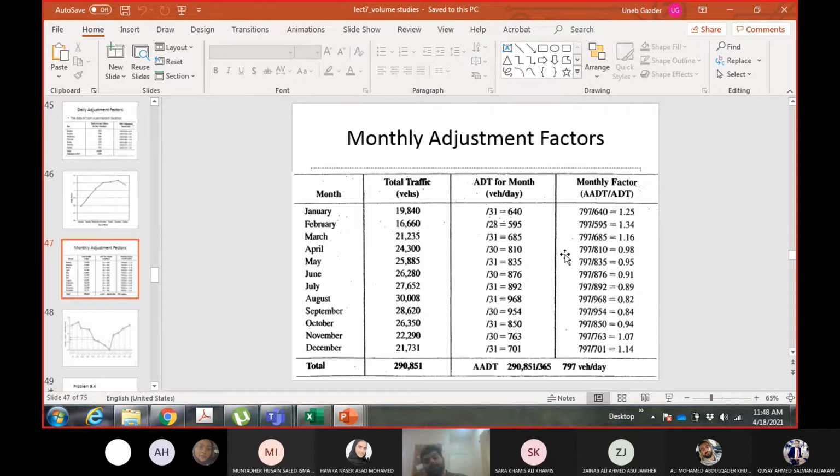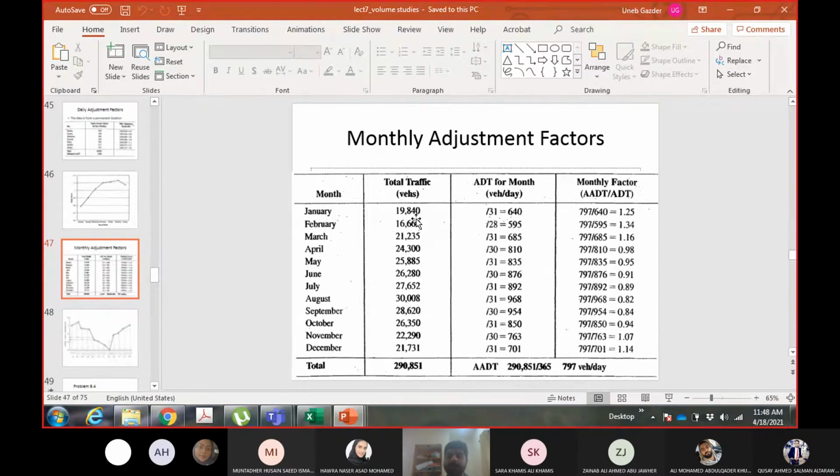Then this is an example again for a permanent control count location, but for monthly adjustment factors. You can see the first two columns, the month and the total traffic in that month. This is the total traffic for all the days of the month, 30, 31, 28 days, whatever the case is. Then if you want ADT for each month, you divide the total traffic by the number of days in the month.